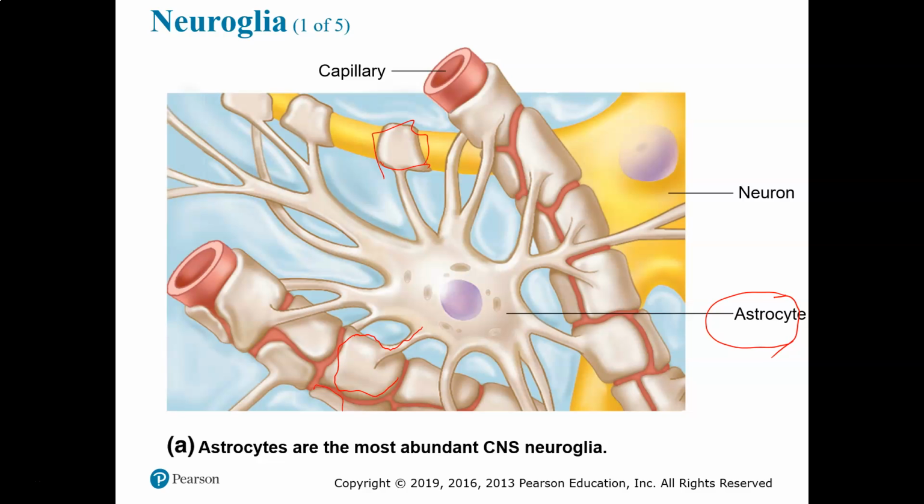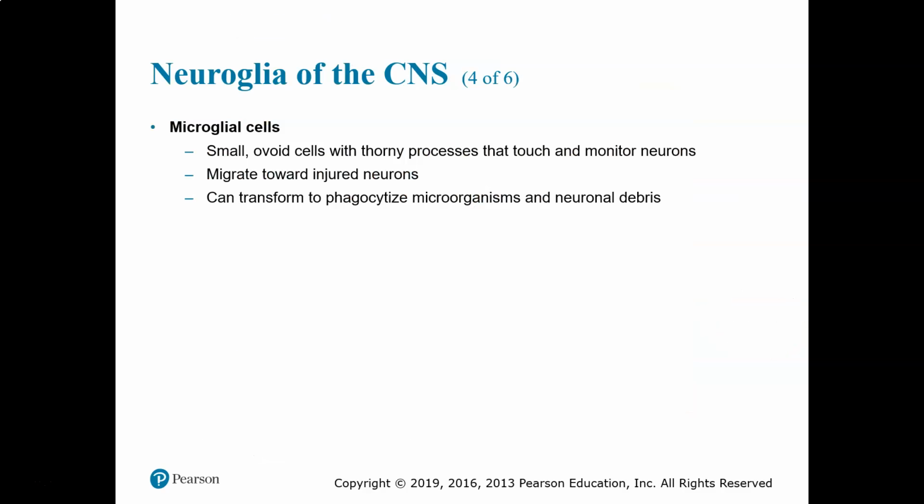And it does deliver nutrients to the neuron without exposing it to potentially harmful substances that are in our blood. We may be carrying a bacterial infection or virus or something, and we don't want to lose neurons because when we do lose them, they don't regenerate very well. So the astrocytes form the blood-brain barrier. This is all in the notes.